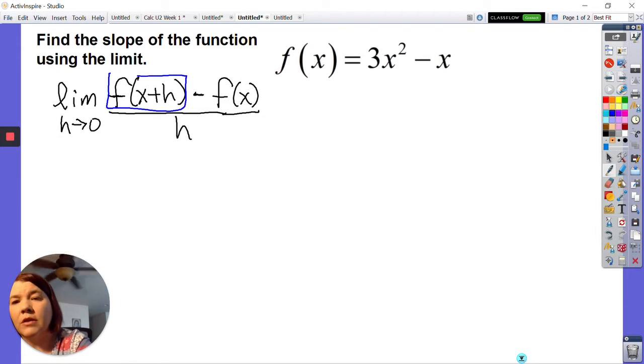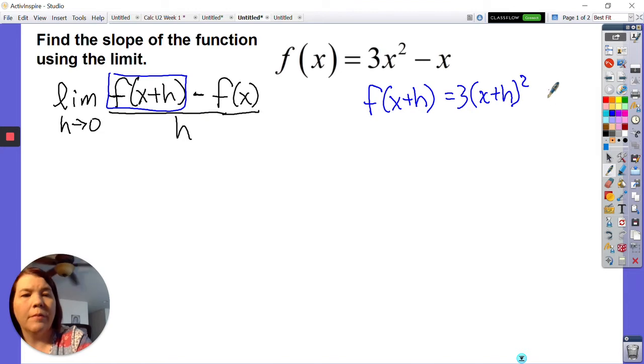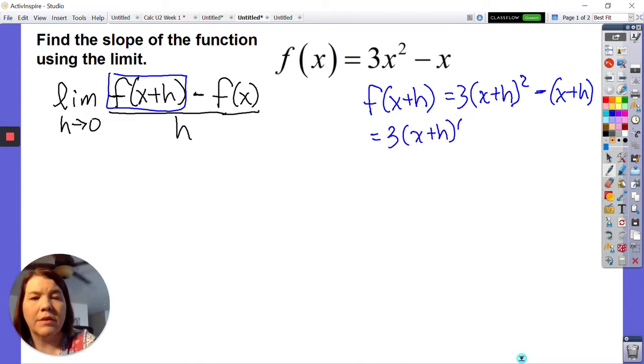So the first thing I need to do is find f of x plus h, and we're going to go ahead and do that right over here. f of x plus h is going to be equal to 3 times x plus h squared minus x plus h. So we have 3 parentheses x plus h, close parentheses, another x plus h, because that's what squared means, is that it's there twice.